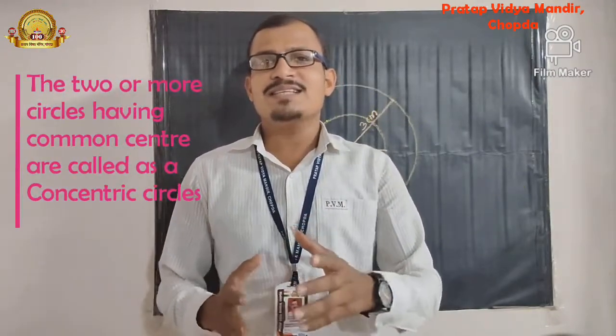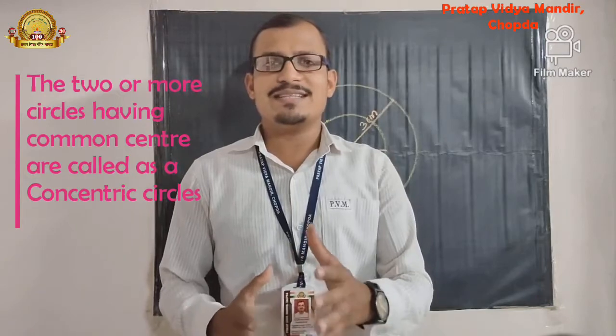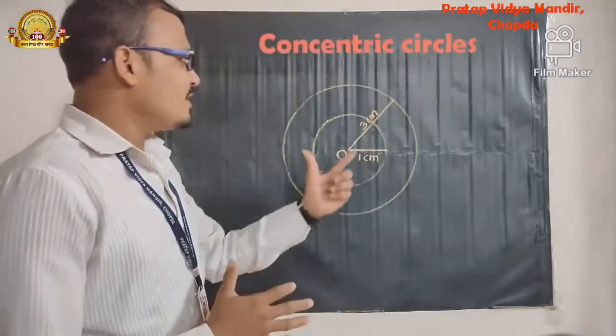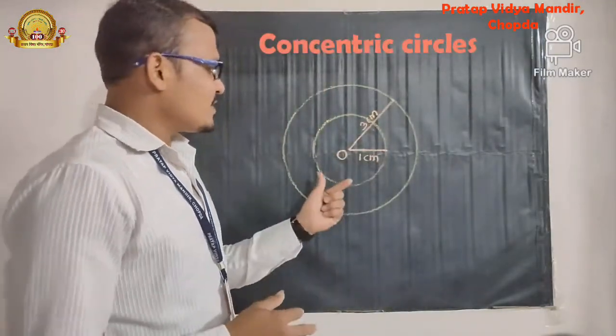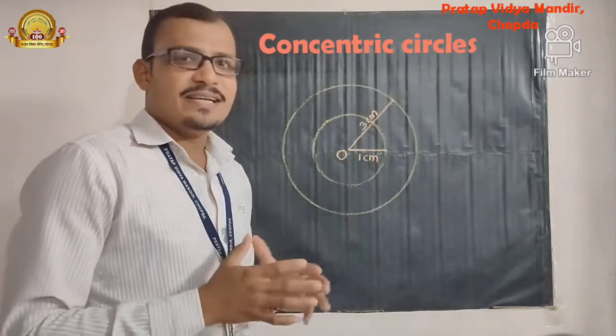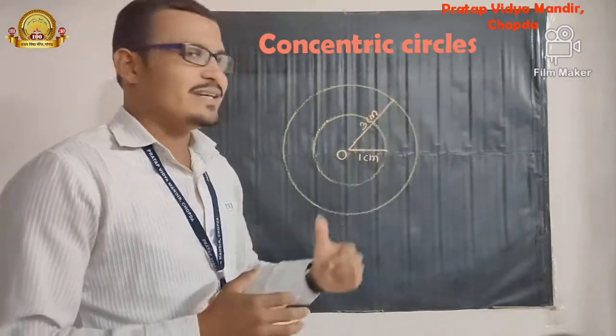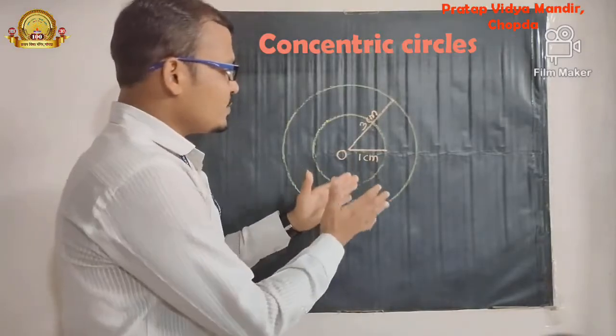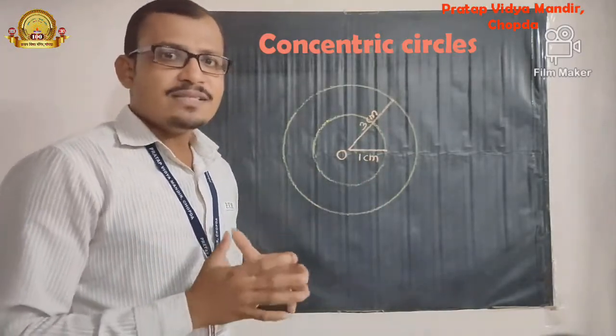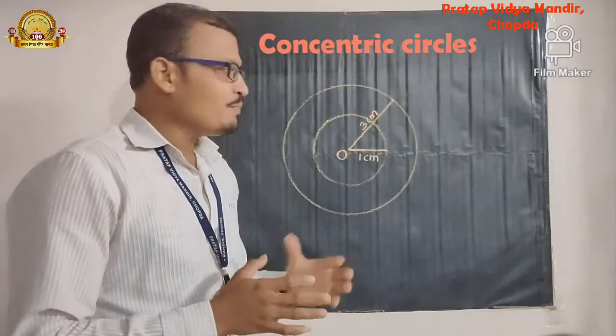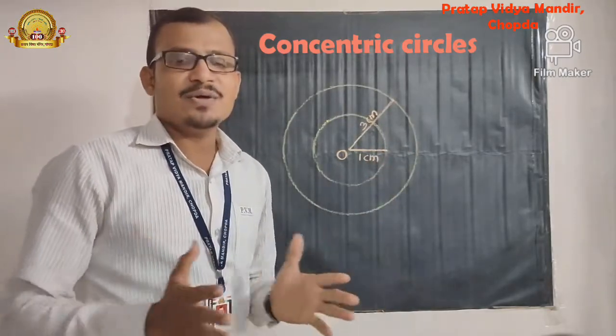The next topic is concentric circle. What is a concentric circle? Friends, when two or more circles have a common center, such circles are called concentric circles. For example, here we have two circles: the first circle having radius 1 cm and the second circle having radius 3 cm. But these two circles have a common center, which is center O. So these two circles are concentric circles.